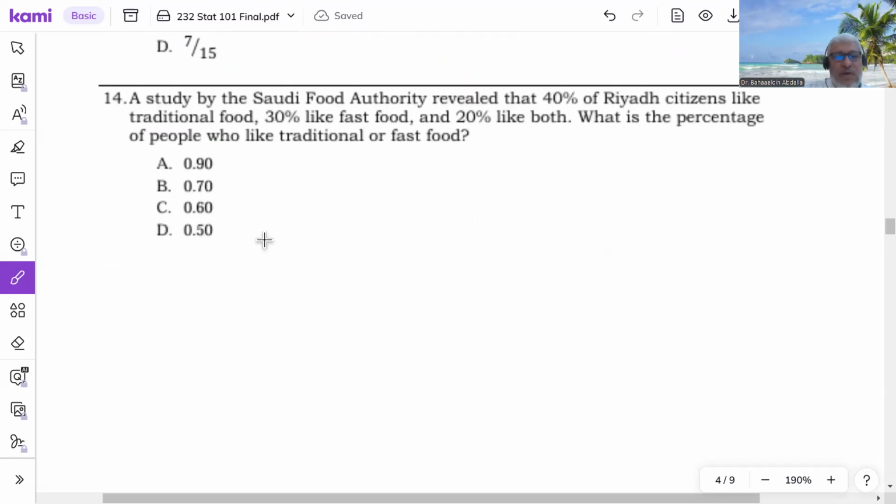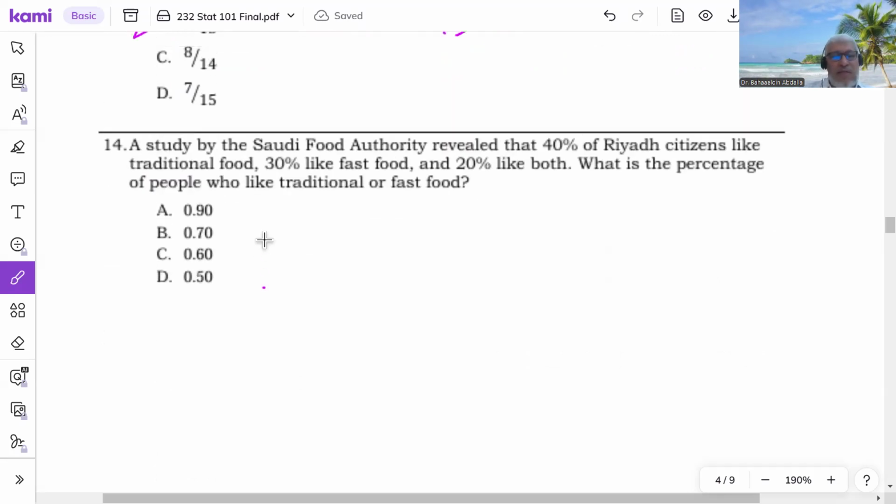The last one: a study by the Saudi Food Authority revealed that 40% of Riyadh citizens like traditional food, 30% like fast food, and 20% like both. What is the percentage of people who like traditional or fast food? Or means 0.4, which is traditional, plus 0.3, which is fast food, minus the intersection, which is 0.2.